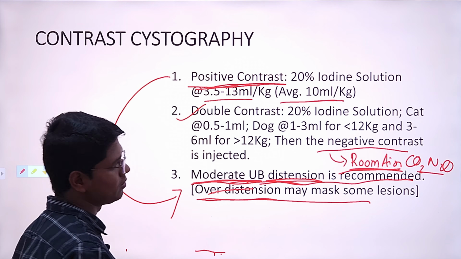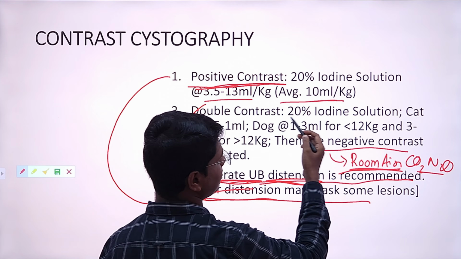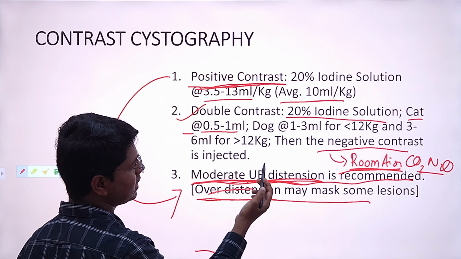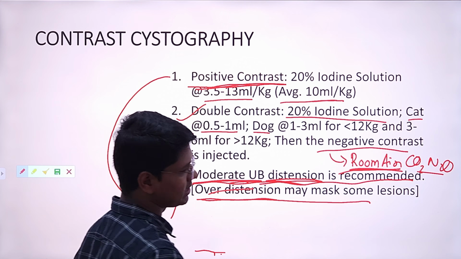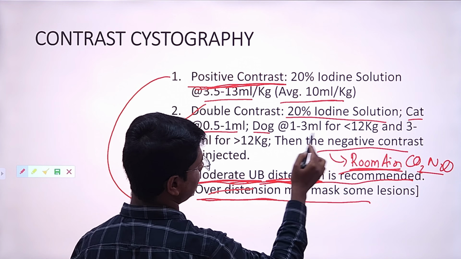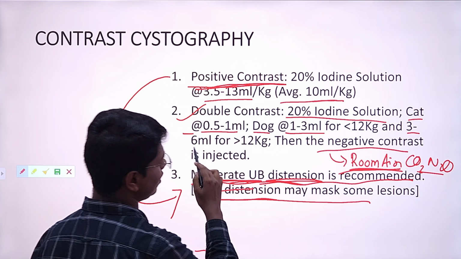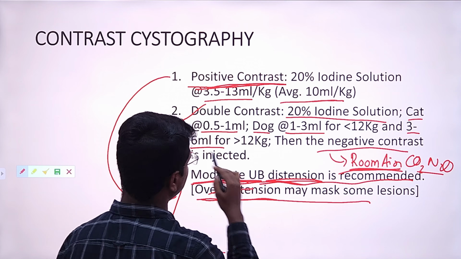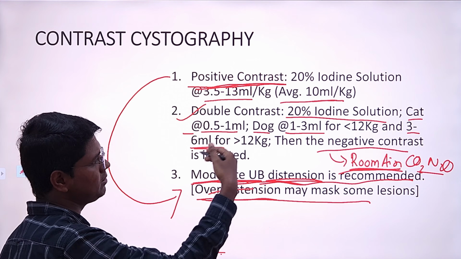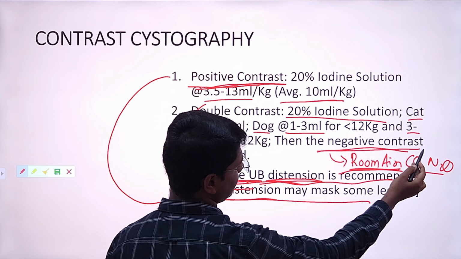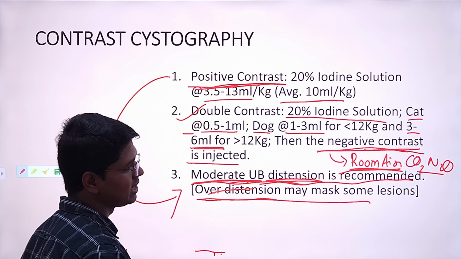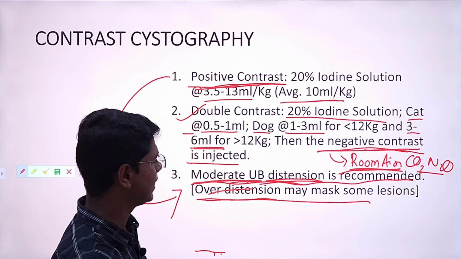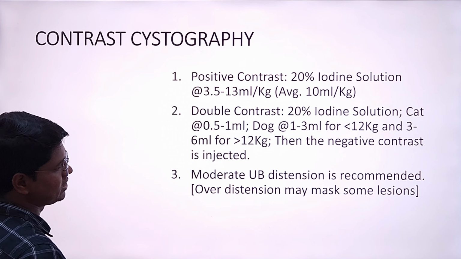Next, double contrast. First we have to do the positive contrast, 20% iodine solution. In case of a cat, depending on size, 0.5 to 1 ml. In case of a dog, if it is less than 12 kg or 25 pounds, 1 to 3 ml. If it is more than 12 kg or 25 pounds, in books it is written in pounds, 3 to 6 ml. First you give the positive contrast, then inject the negative contrast and do the palpation for moderate distension of the bladder. So this is contrast cystography.